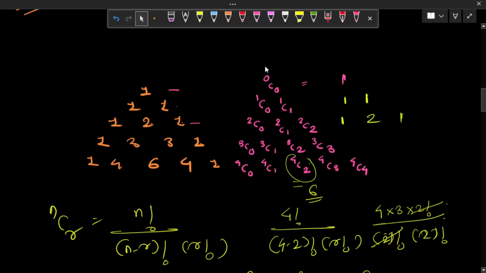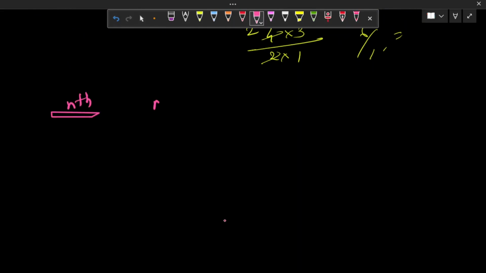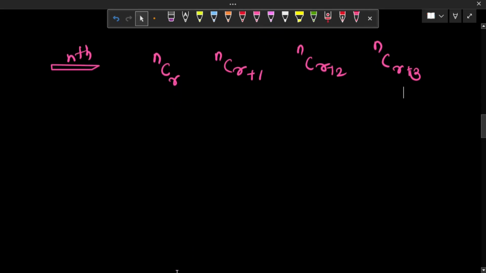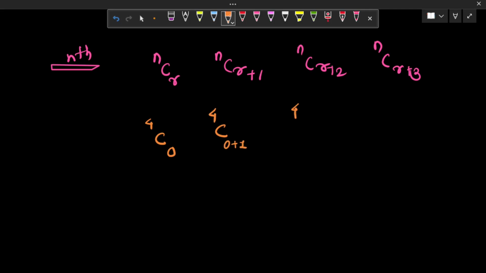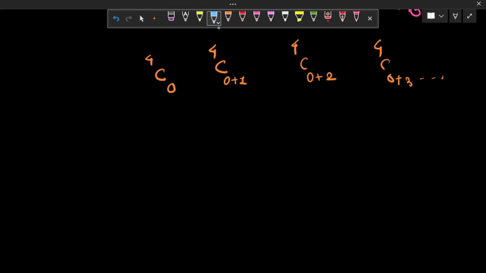Now how will we solve this problem? We have to calculate the nth row, and we know the nth row will follow nC0, nC1, nC2 and nC3. Say n is 4. Then 4C0, 4C1, 4C2, 4C3 and so on. Now what I am looking at is, suppose I have nCr.